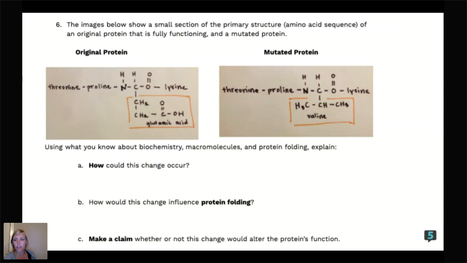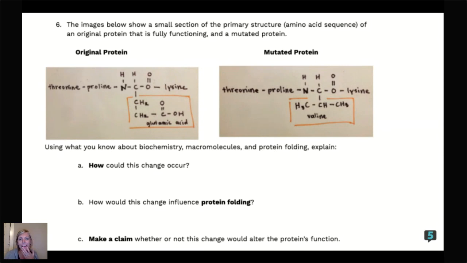Is this a change in the primary structure? Yeah, so this mutation has caused a change in the primary structure. The primary structure is just that initial linear connection of amino acids all together. This is only showing 4.